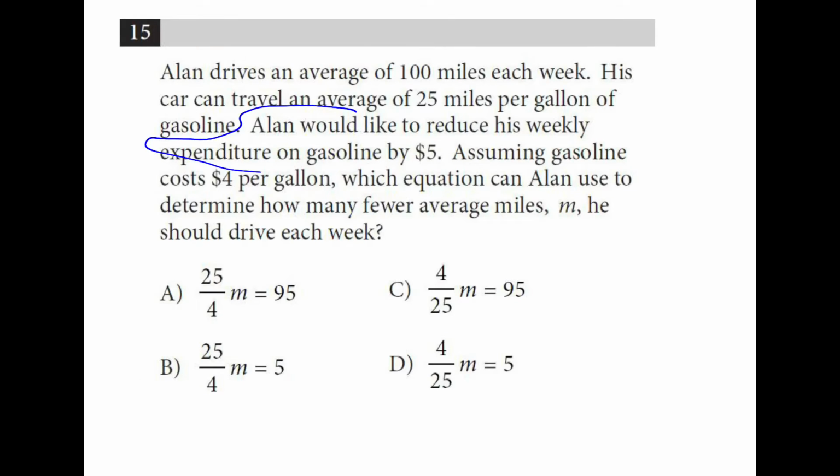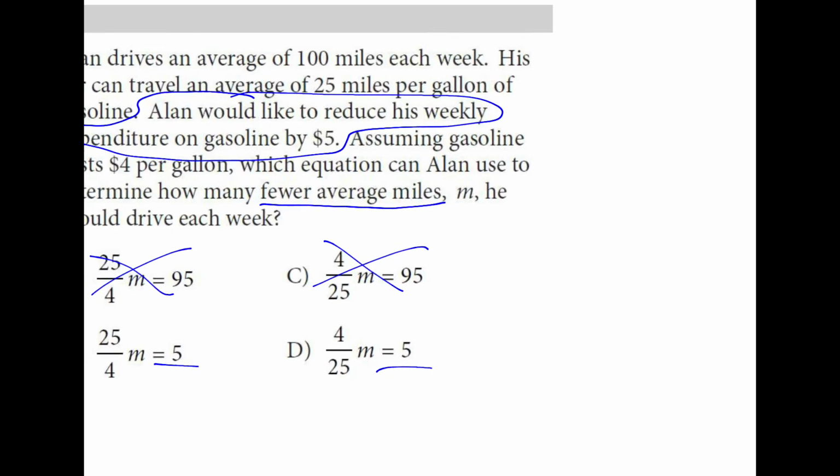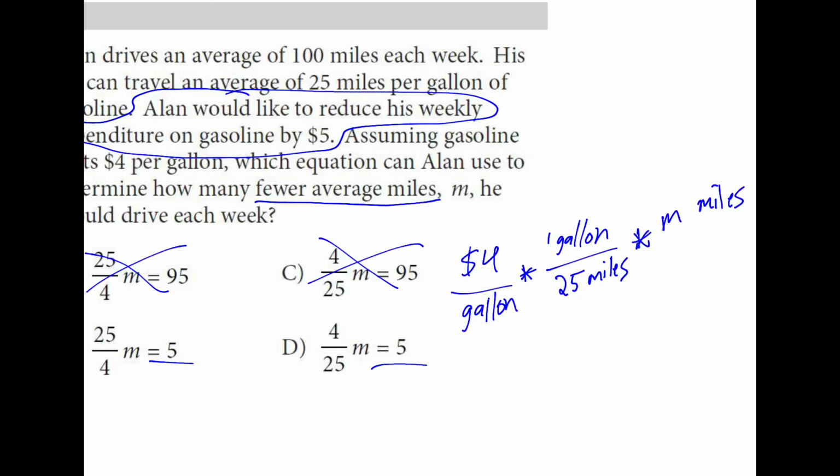Alan is trying to reduce his expenditure by $5. So I'm going to rule out these because we want our equation to equal 5. Then we're trying to figure out how many fewer average miles he should drive each week.